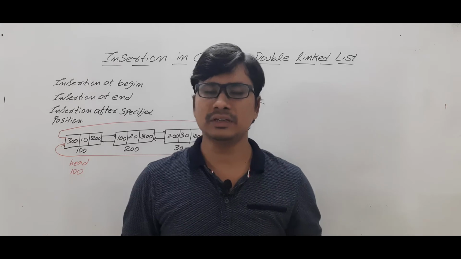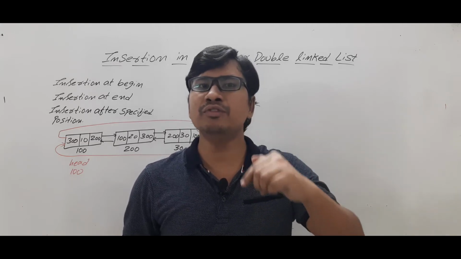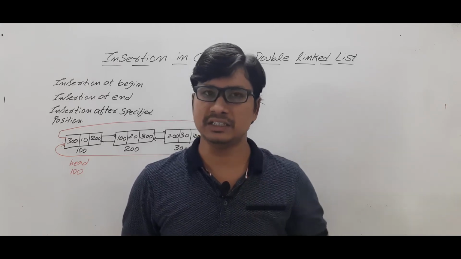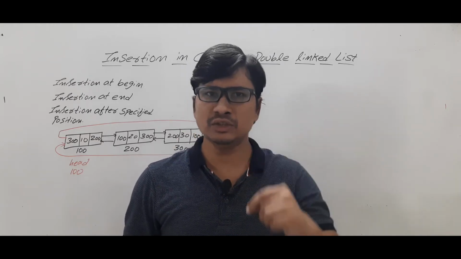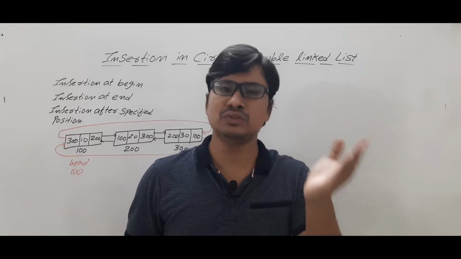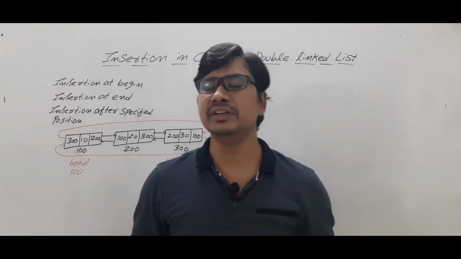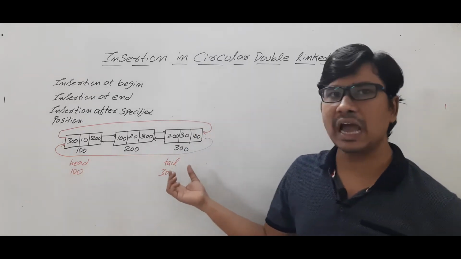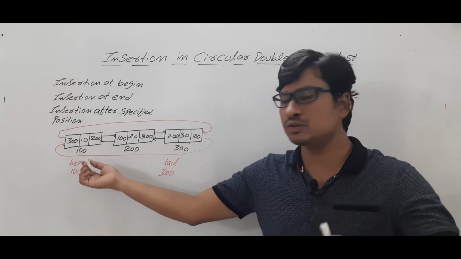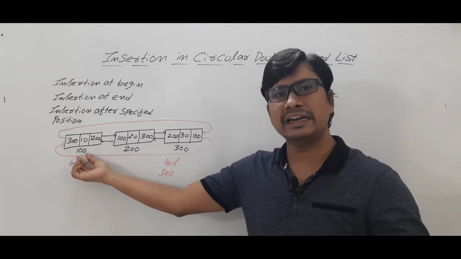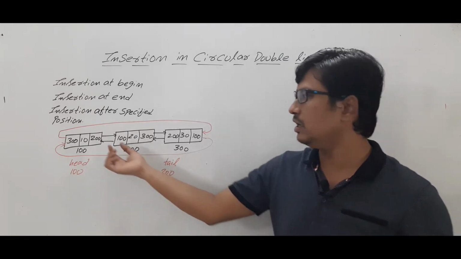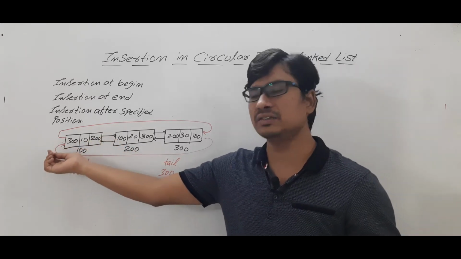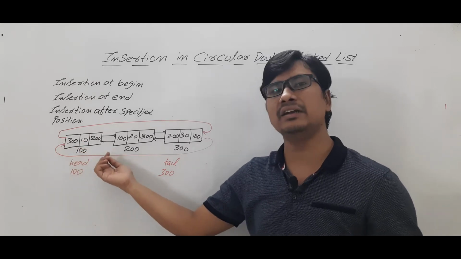Before discussing insertion, let me give an overview of the circular double linked list. What is a circular double linked list? It is a collection of nodes where each node has the address of the previous node, data, and the address of the next node. If you look here, we have a collection of three nodes at address locations 100, 200, and 300 respectively. Look at the nodes: each has the address of the previous node, data, and the address of the next node.